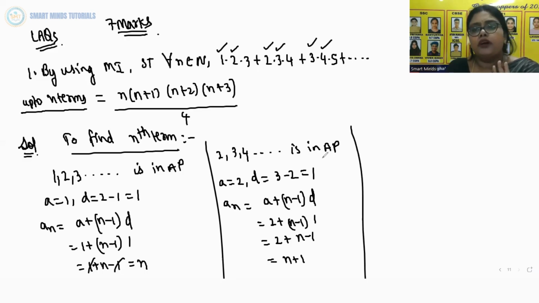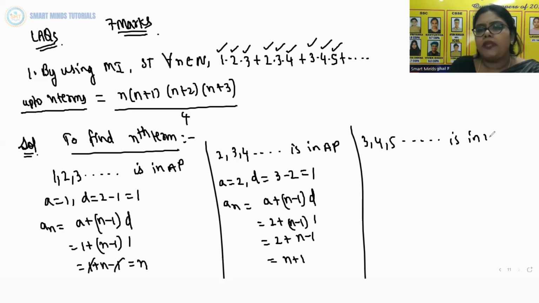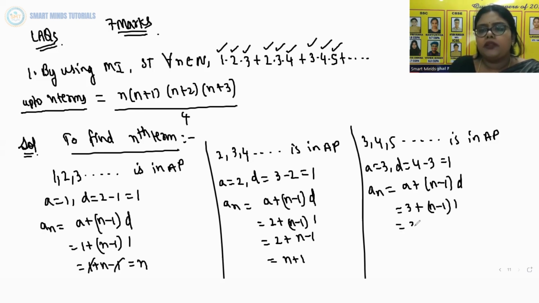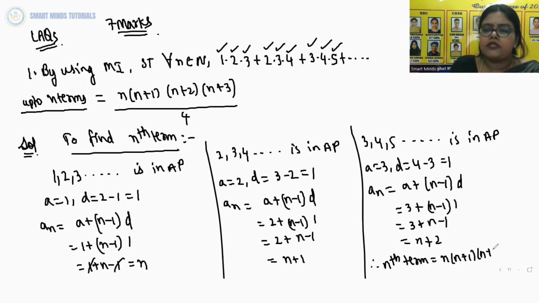Now we are moving on to the third number of each term. What is the third number? 3, 4, 5, so on. It is in AP. So A is 3 here. D is 4 minus 3, that is 1. So the nth term is again the same, A plus n minus 1 into D. That is 3 plus n minus 1 into 1. 3 plus n minus 1, that is n plus 2. Therefore, we got the nth term. What is the nth term we got? n into n plus 1 into n plus 2. So we got the nth term. This is the first part of the problem.